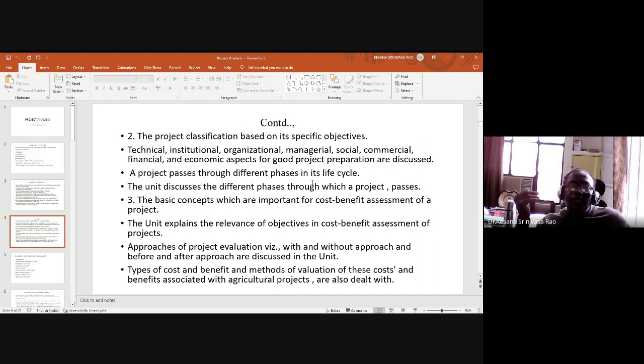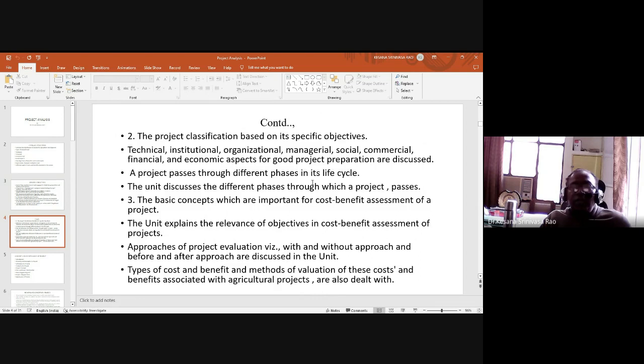From the above mentioned types of projects point of view, a project passes through different phases in its life cycle. The project has a lot of different phases. That's what we are going to discuss.